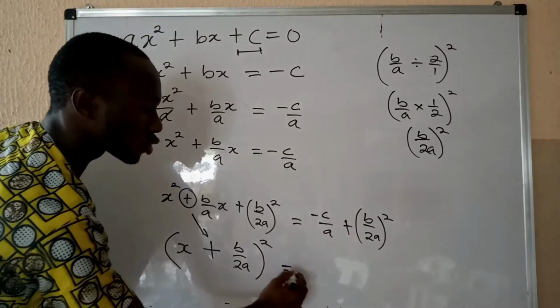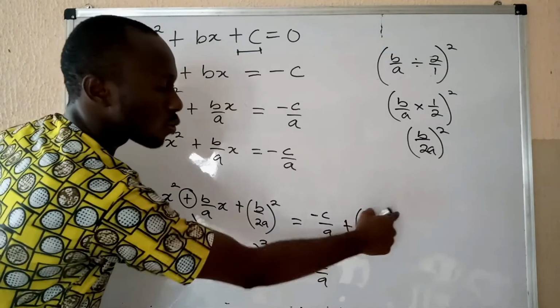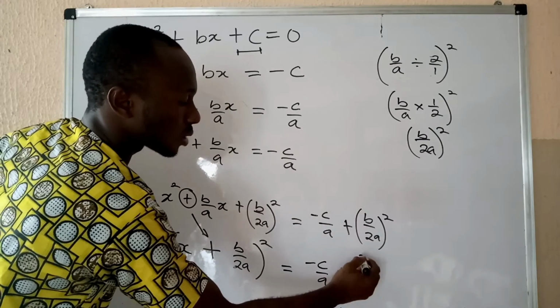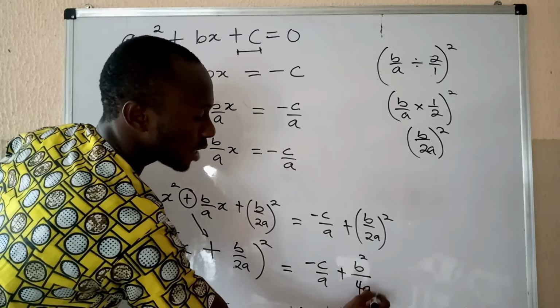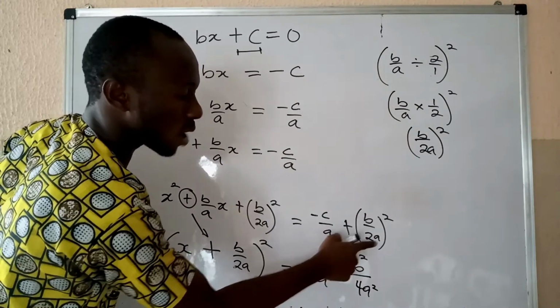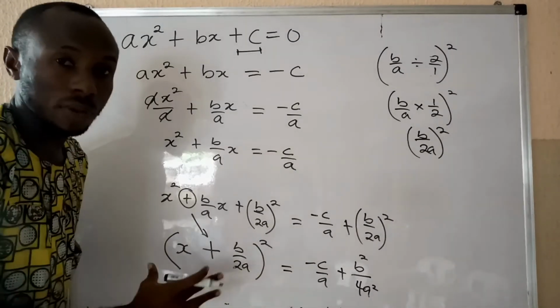So equal to minus c upon a. Then of course b squared is simply b raised to power 2 and 2a squared is simply 4a squared. Of course 2 raised to power 2 is 4 and a raised to power 2 is a squared. So this is how to get to this point.